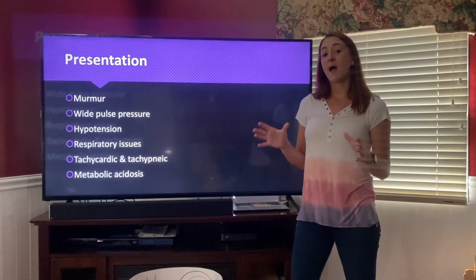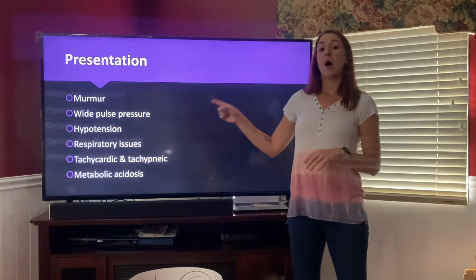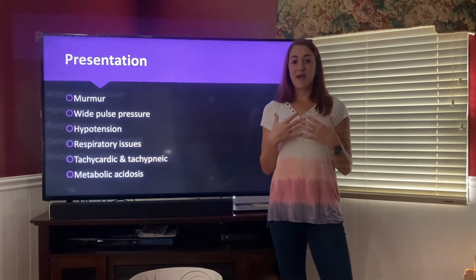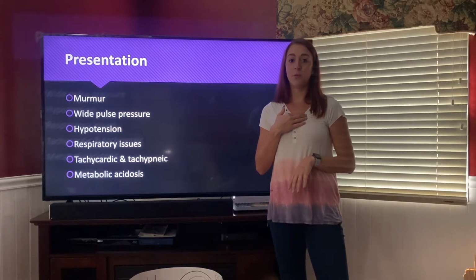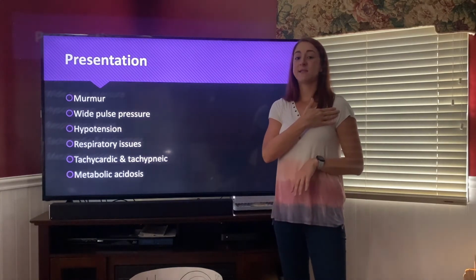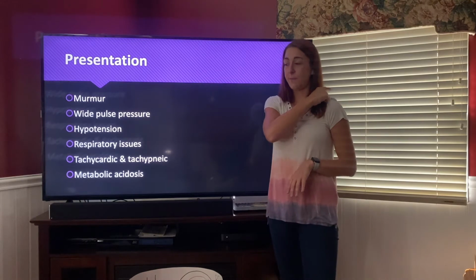How do these neonates present? They may or may not have these signs and symptoms. A murmur will be a machine-like sound heard at the 2nd to 3rd intercostal space of the upper left sternal border. It may radiate to the axilla and may also be softly heard on the back.